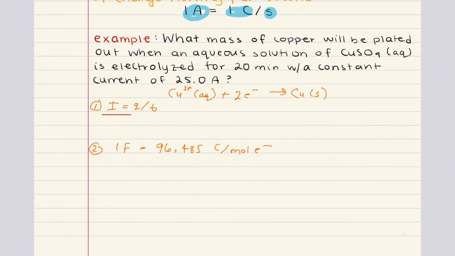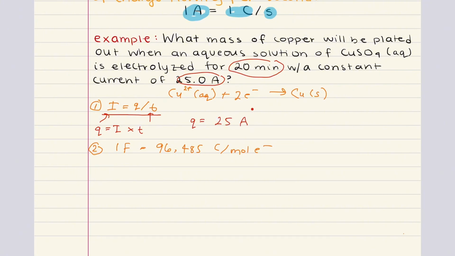Now, the first step is to figure out the charge transferred. So that means we're going to take advantage of this equation right here. We are given current, that's equal to 25 amperes, and we're given time, 20 minutes. So we can rearrange this equation to solve for charge. Charge is equal to current multiplied by time. So let's go ahead and plug these in. Current is equal to 25 amperes.